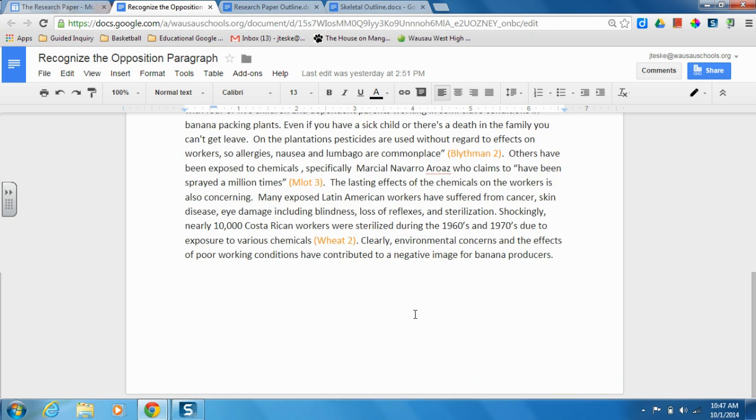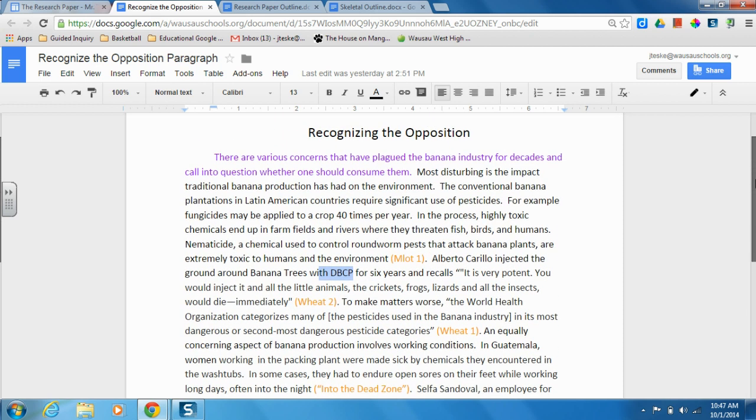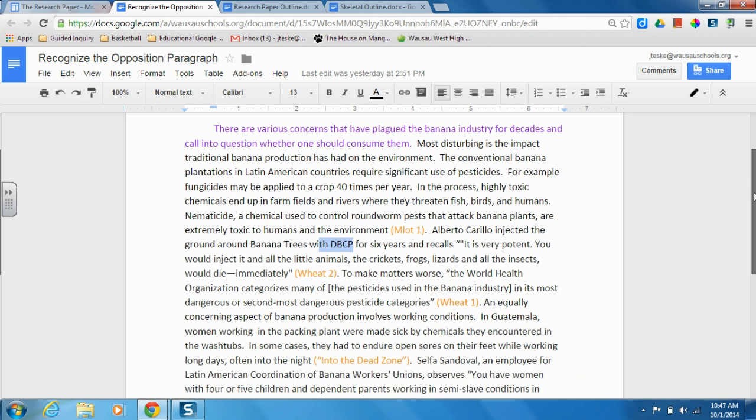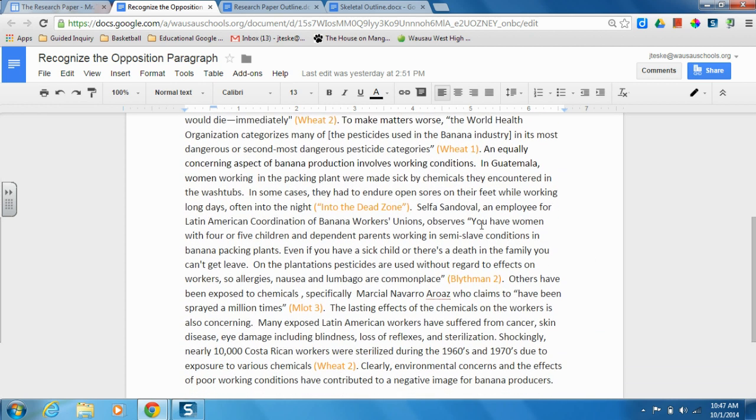By the time you make it to the end of this sample paragraph, you can recognize that as the writer, my attempt is to take data from various sources, whether it's Malat, whether it's Blythman, whether it's Into the Dead Zone, or it's wheat. I've collected the data. It all relates to a specific topic, and that being the fact that the banana industry has not been doing what it should have been doing regarding the environment and also the workers. So essentially, I'm recognizing the opposition with research that I've found. I'm parenthetically documenting it correctly.